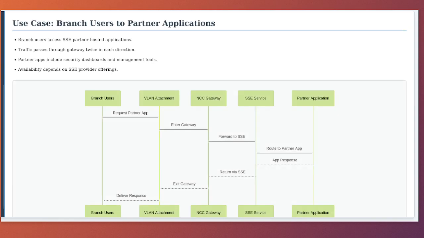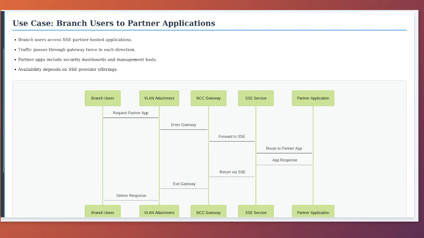Use case: branch users to partner applications. Some SSE partners offer the ability for branch users to access partner-hosted applications. Let me explain this traffic flow pattern. Partner applications are services hosted by the SSE provider or within their partner ecosystem. These might include security dashboards, management consoles, threat intelligence feeds, or other value-added services that complement the core SSE functionality.